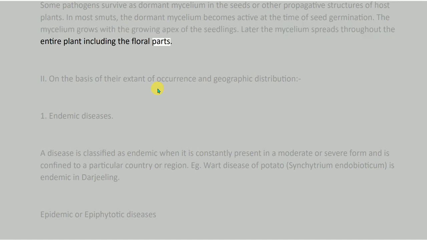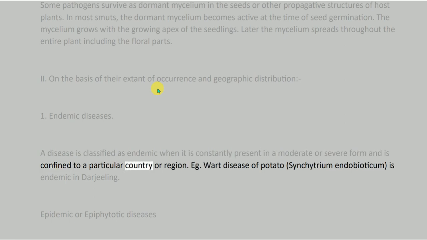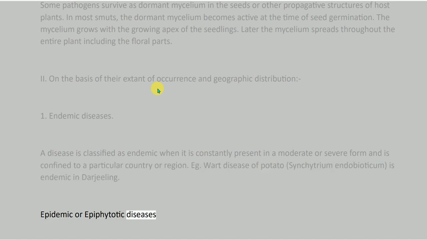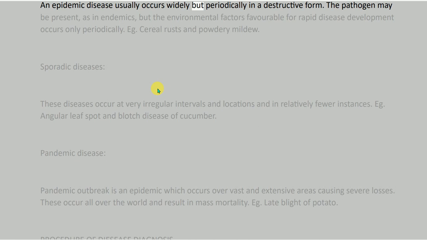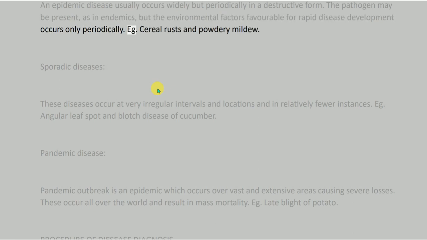2. On the basis of their extent of occurrence and geographic distribution. 1. Endemic diseases. A disease is classified as endemic when it is constantly present in a moderate or severe form and is confined to a particular country or region. E.g. wart disease of potato, Synchytrium endobioticum, is endemic in Darjeeling. Epidemic or epiphytotic diseases. An epidemic disease usually occurs widely but periodically in a destructive form. The pathogen may be present, as in endemics, but the environmental factors favorable for rapid disease development occur only periodically. E.g. cereal rusts and powdery mildew.